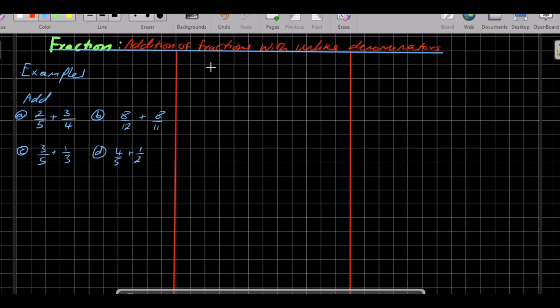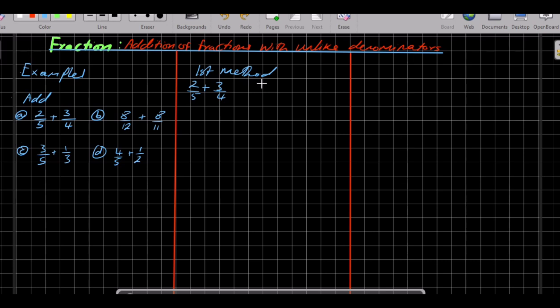So solving addition of fractions with unlike denominators, let's adopt the first method. For the first method, we have 2 over 5 plus 3 over 4. Now, to solve this question, we need to consider the denominators, which are not the same. So let's find the LCM. We have to find the LCM of the denominators given to us.